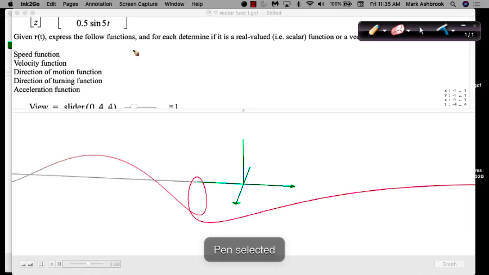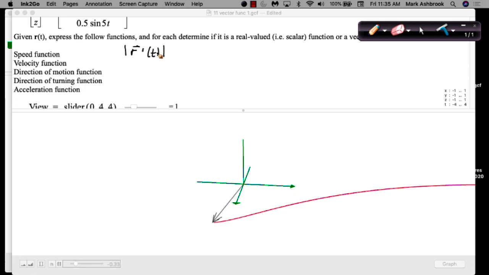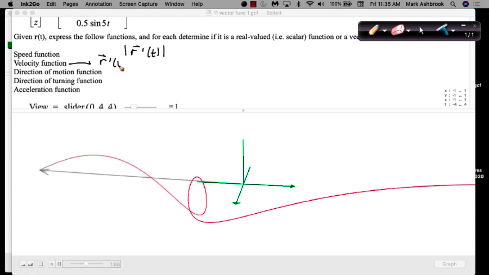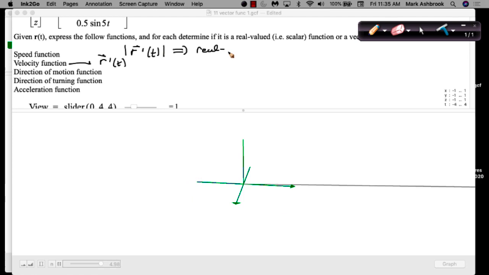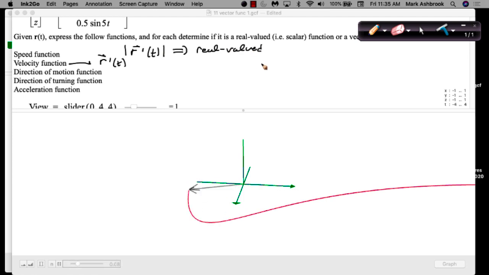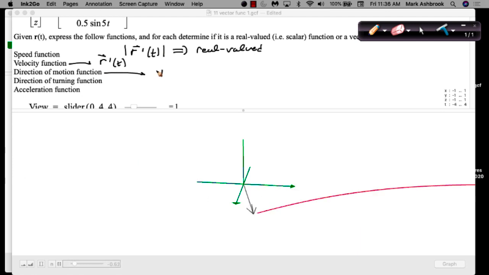Distance per unit of time. No, it's the magnitude of the derivative function. That's the speed, right? And so what's the velocity? Just the derivative, right? Velocity is just the derivative. Speed would be just the magnitude, and that gives you a scalar function, a real valued function. Direction of motion function. What would that be? That's a vector function, right? And which function is it? Unit tangent function, right?